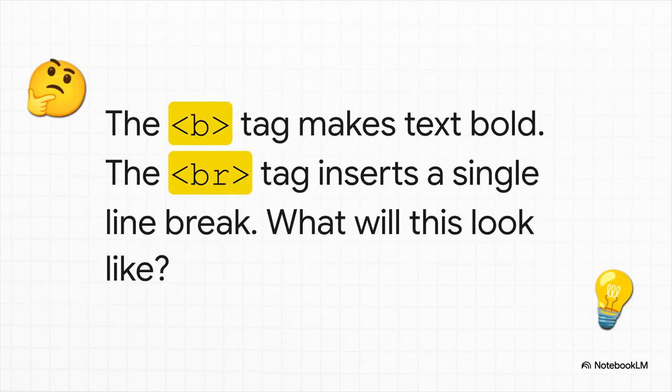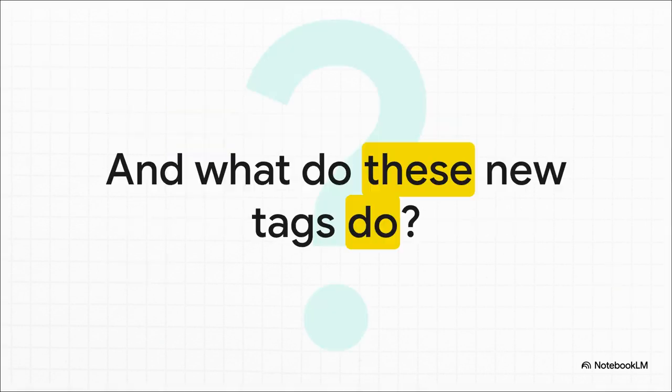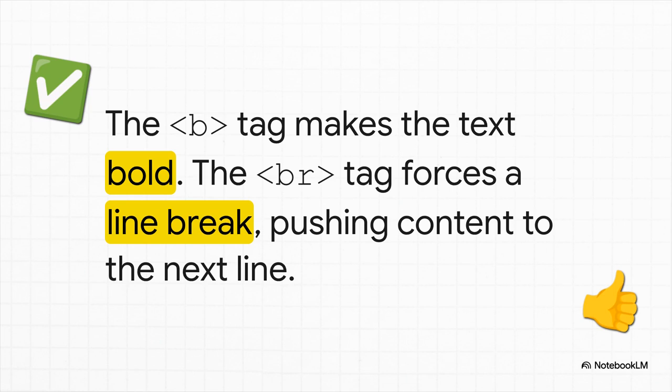In this first paragraph, we've wrapped the word bold inside of B tags. And in the second one, we've stuck a BR tag right in the middle. That stands for break. So, what do you think is going to happen this time? How is the browser going to interpret these new instructions? Yep, exactly what you'd think. The B tag just makes the text bold, and the BR tag inserts a line break, forcing whatever comes after it onto a brand new line. And you might notice BR is a special kind of tag that doesn't need an end tag. It just does its job all by itself.